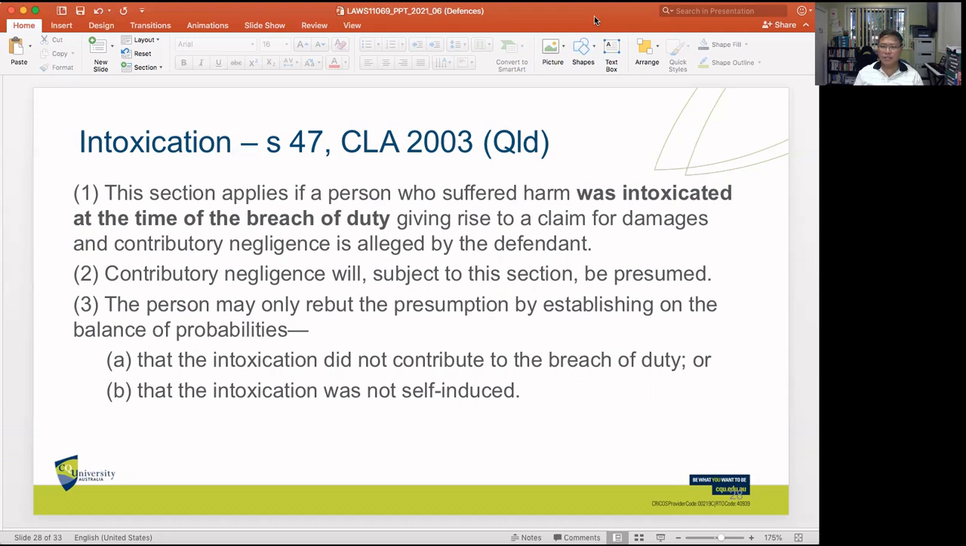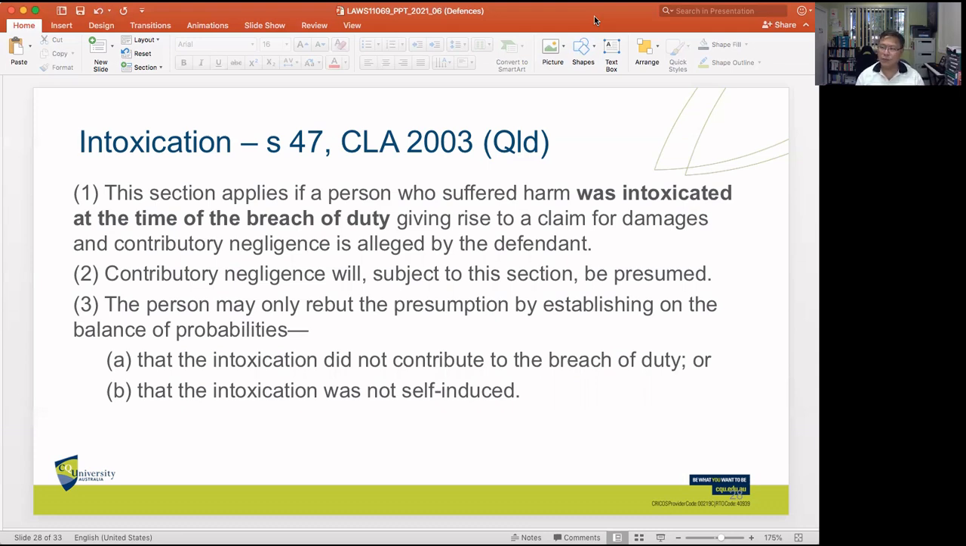So in other words, just because a claimant was intoxicated at the time of the breach of duty doesn't mean that there then must be contributory negligence on the part of the claimant, because if it could be shown that the intoxication did not contribute to the breach of duty, or that the intoxication was not self-induced, then there is no scope to say that there was contributory negligence.